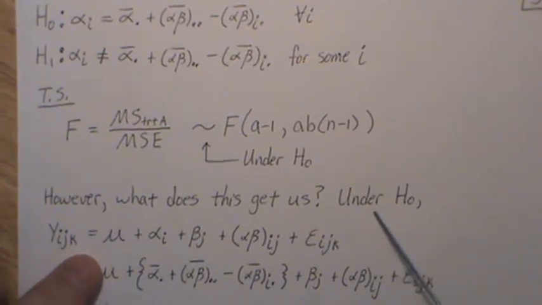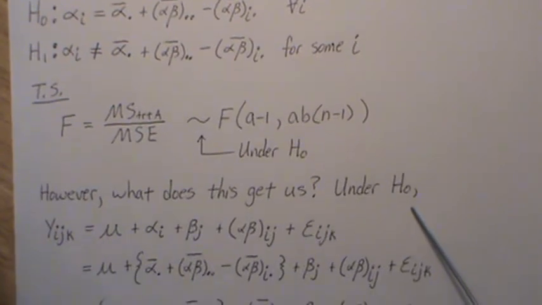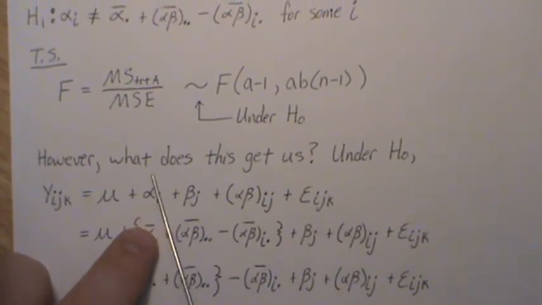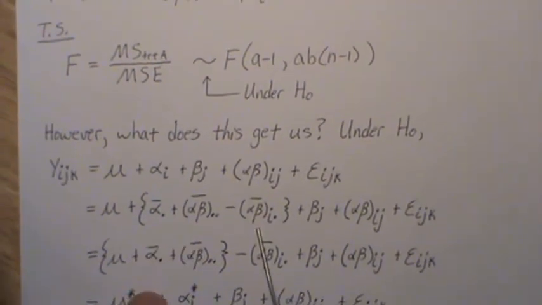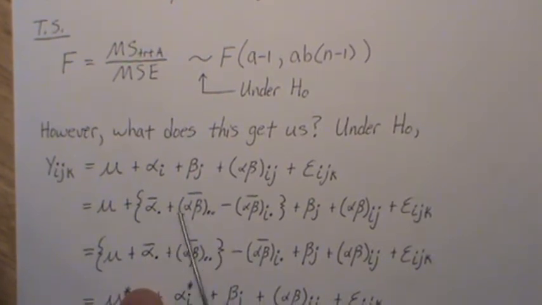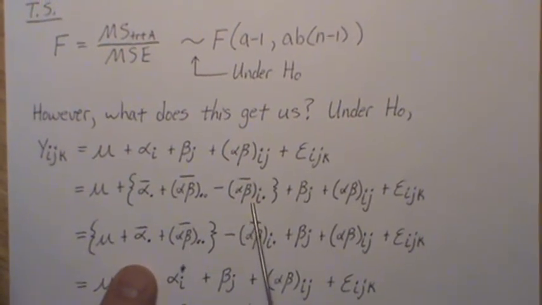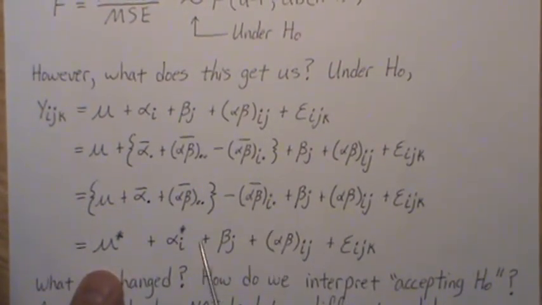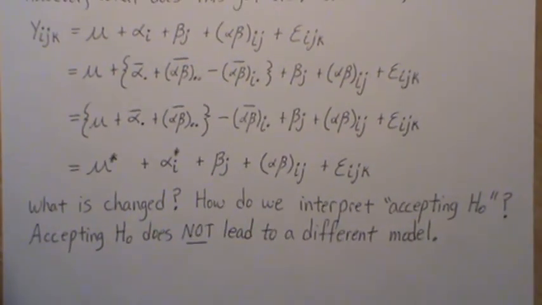So if we assume that H naught is true, then that means this is true. So we can plug this in for alpha i. Here's our original model. We plug in what the null hypothesis says, and we try to group. There's no index here, and there's no index here, so we can group all those together. There's an i here, beta j alpha. So we can call this mu star and call this alpha i star, and then the beta j in the alpha beta term. But what has changed? How do we interpret accepting H naught? It's still an interaction model, and there's still the term for the main effect in here. So rejecting H naught does not lead to a different model. And so it doesn't make sense, or that test doesn't make sense.